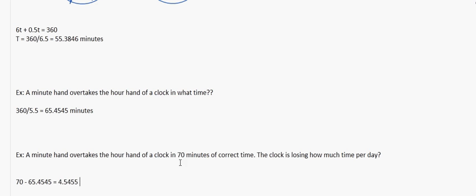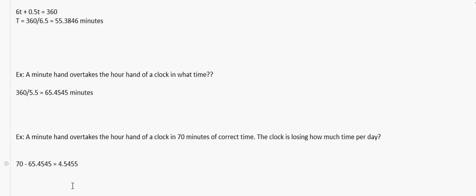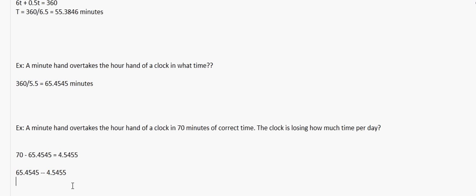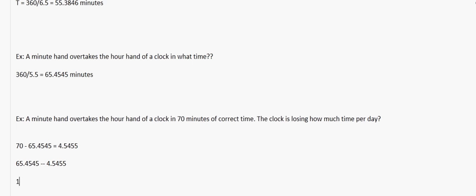So for every cycle of coincidence it is losing 4.5455, which means for every 65.4545 minutes it is losing 4.5455, right? For every 65 minutes. For every 1 minute it would lose how much? Simple, the chain rule, it would lose 4.55 divided by 65.45, which is equal to what? It would be losing this much every 1 minute.